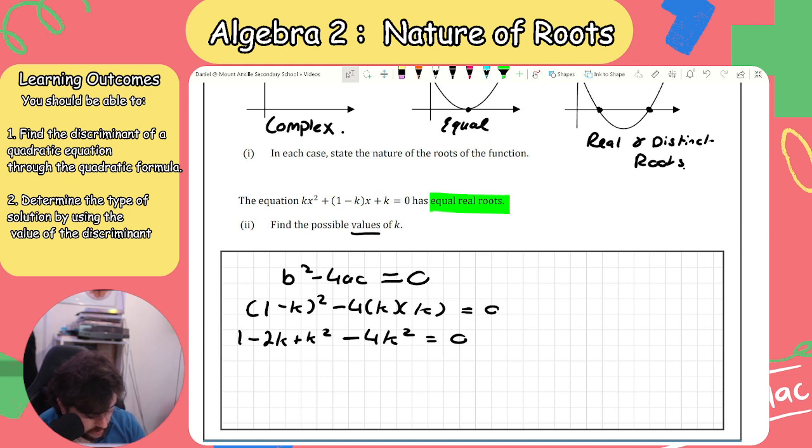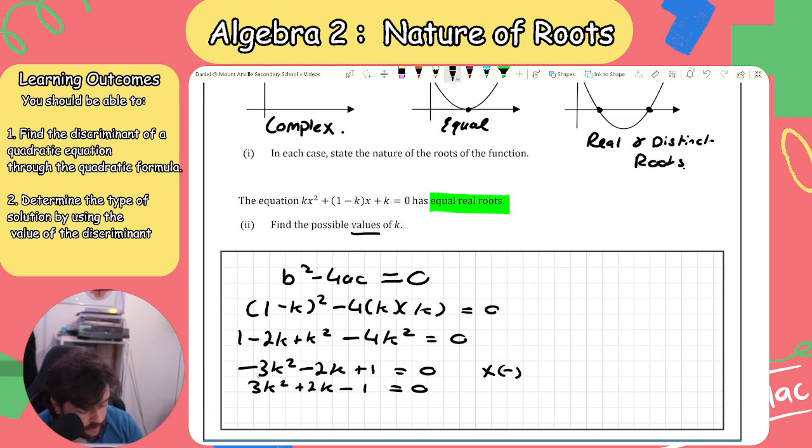So I am going to have here minus 3k squared minus 2k plus 1 equals 0. That's going to be 3k squared plus 2k minus 1 equals 0. So I changed all of the signs because I want to get a positive k squared. This is going to factorize to 3k and k here. It's going to be a plus 1 here and a minus 1 here, equals 0.